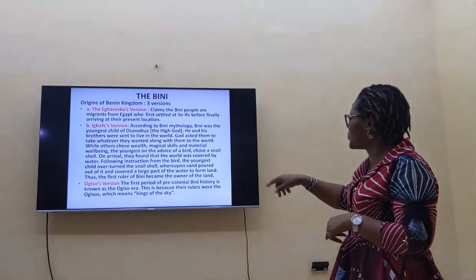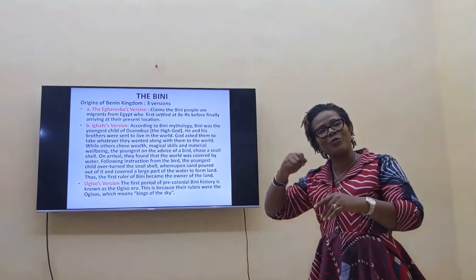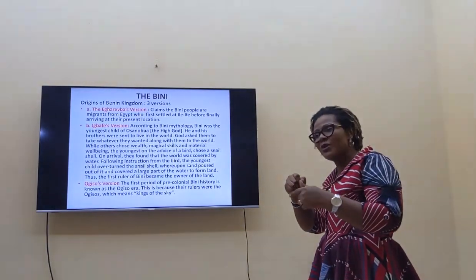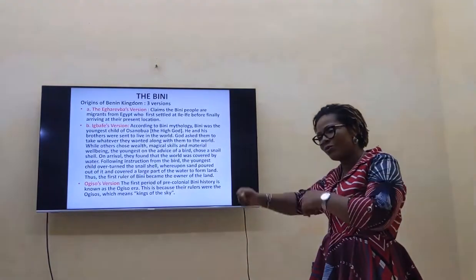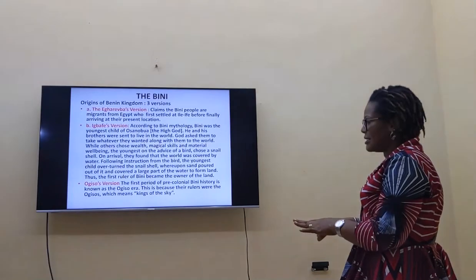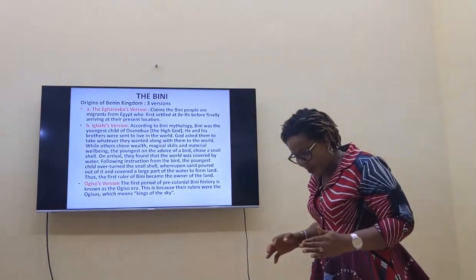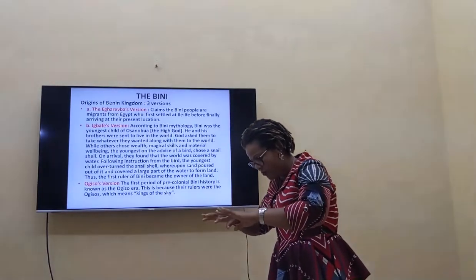Following the instructions from the bird, the youngest child overturned the shell. That snail shell that he brought when they were given the privilege of taking whatever he wanted. So he overturned the snail shell and it formed land. Thus, he became the first ruler because he was the only one who was able to form land.